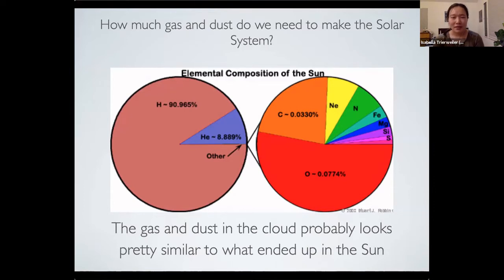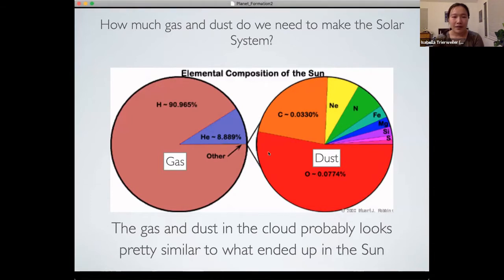And in our original cloud of gas and dust, the way that we can kind of roughly picture how this gets separated up is that we can think of the hydrogen and helium as mostly making up the gas, and then everything else being the components of dust. So this is what we're sort of aiming for composition-wise with our original cloud.